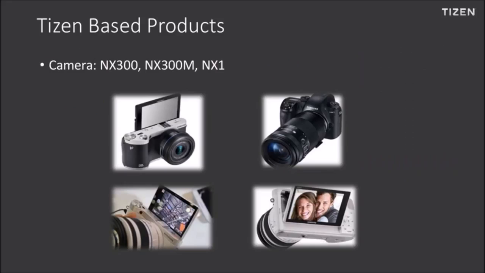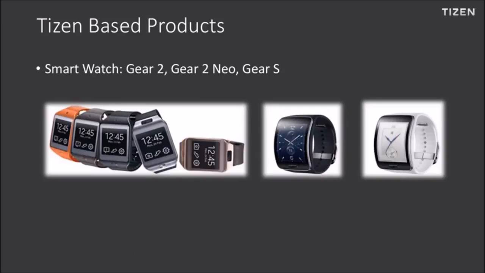Yes, there are some Tizen-based products in the market. This is not surprising anymore. There are Tizen-based cameras like the NX300, NX300M, and NX1. Also, there are Tizen-based smartwatches, such as the Gear 2, Gear 2 Neo, and the Gear S.